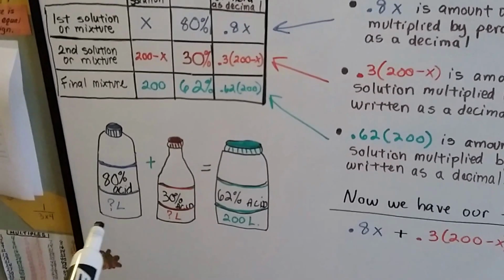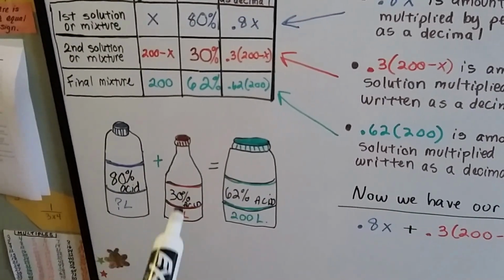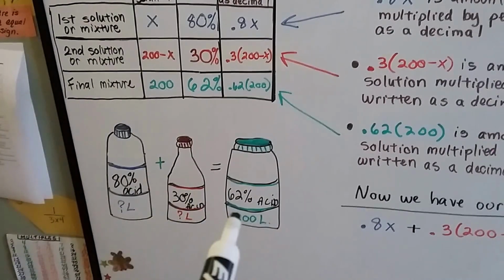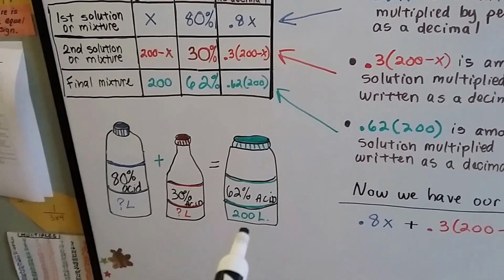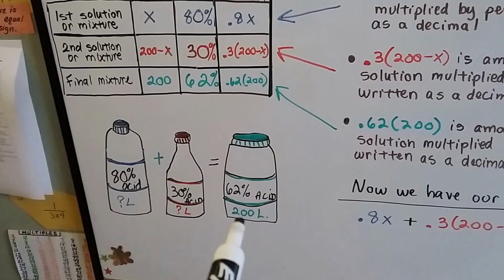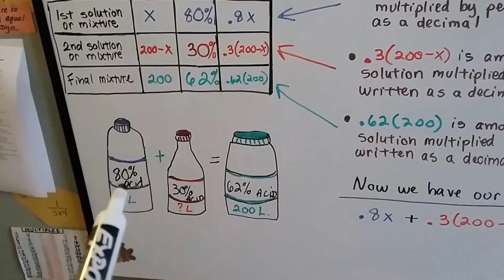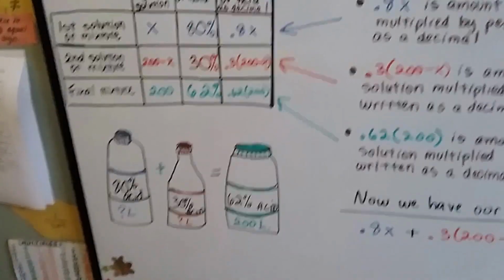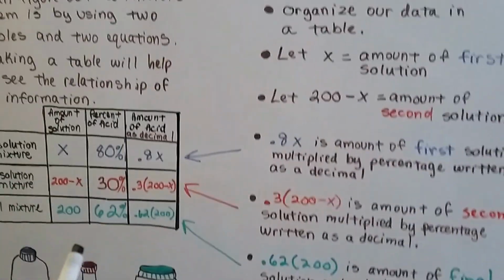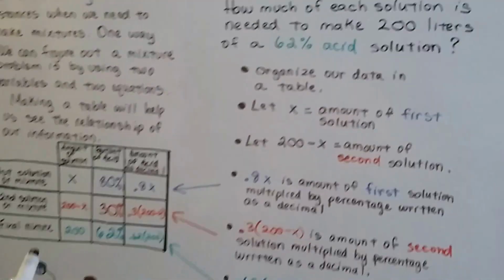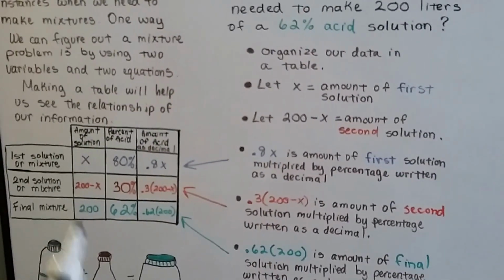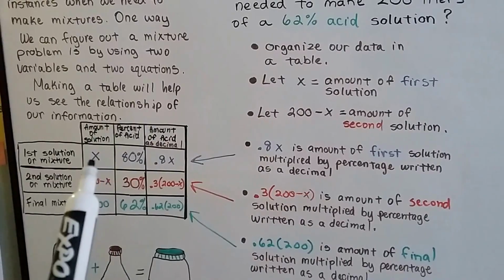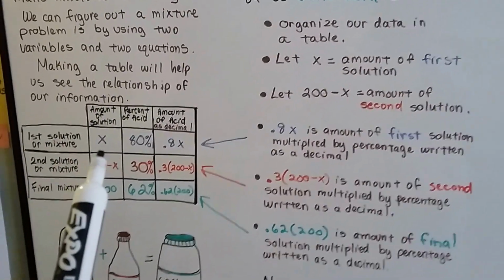So that means we need to add the 80% acid solution to the 30% acid solution. We don't know how much of each, but it's going to equal 62% acid solution, and it'll be 200 liters. So we need to figure out how much of this one and how much of this one we need to make that one. So what we're going to do is organize our data in a table. And here's our table. We're going to let x equal the amount of the first solution, the first solution of our mixture.